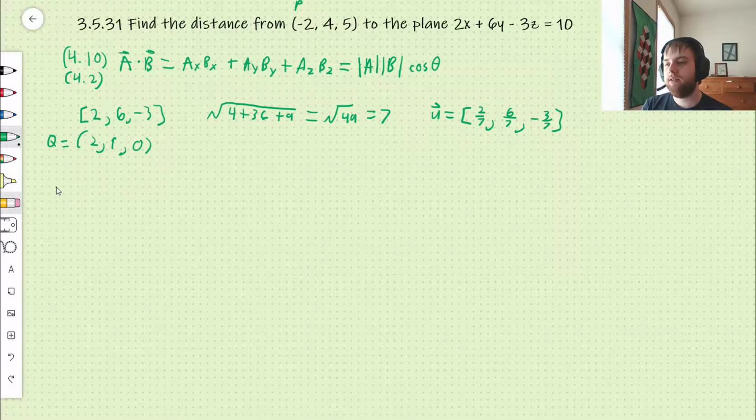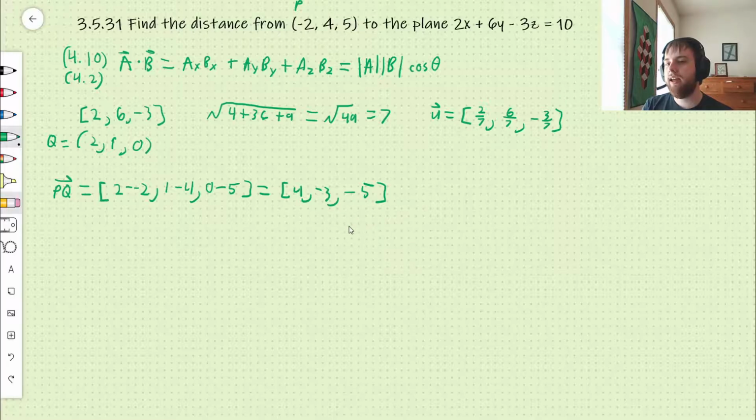So our vector PQ is equal to 2 minus -2, 1 minus 4, and 0 minus 5, which is the same as (4, -3, -5).